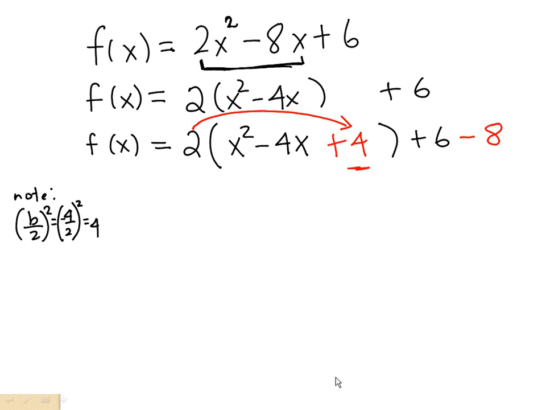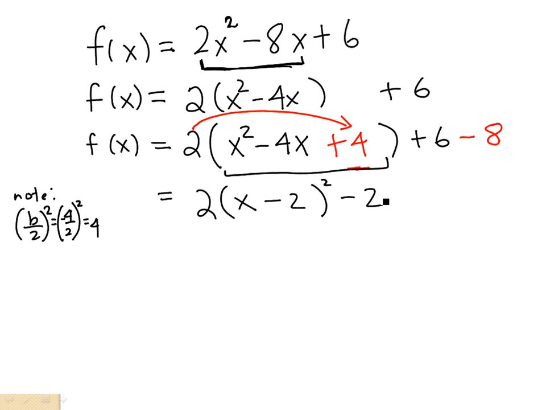Okay? Now, let's finish by completing the square. So we have 2. This should be a perfect square trinomial now. It is x. Can you guess what it is inside the parentheses? It's minus 2. And then we have 6 minus 8, which is minus 2.